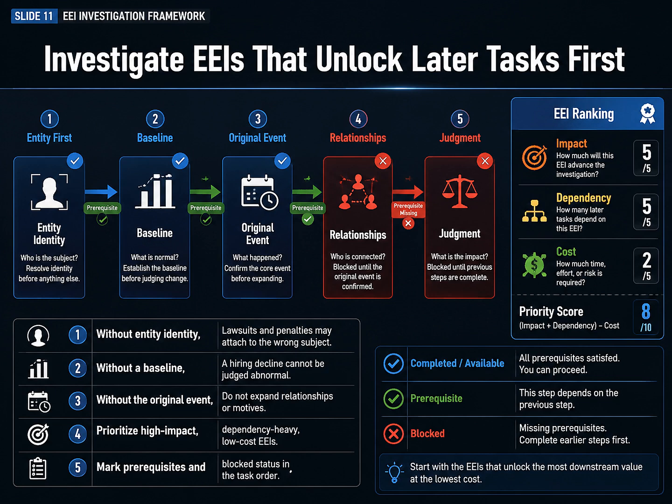EEIs have dependencies. If the entity is not confirmed, lawsuits and penalties may attach to the wrong company. If the historical baseline is missing, a hiring decline may not be abnormal. If the original event is not confirmed, there is no reason to speculate about relationships and motives. Investigate the tasks that unlock later work first. High impact, strong dependency, and relatively low cost often deserve priority. Mark prerequisites and blocked status so the team understands why a task cannot proceed.